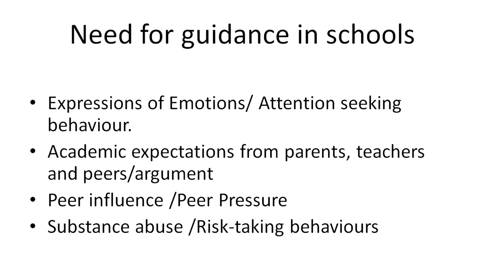And this is the time they should learn how to express their emotions in a socially approvable manner. That is also a very important thing. When they are angry, how they should behave with others, why they should not shout at other children, or why they should listen to the teachers. So this kind of expression of emotions is very important for learning at this stage. Then academic as well as other expectations from the parents, teachers as well as from the friends.